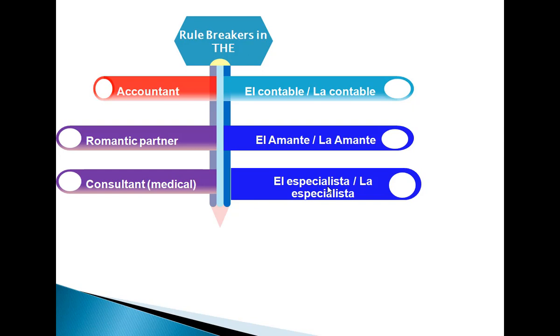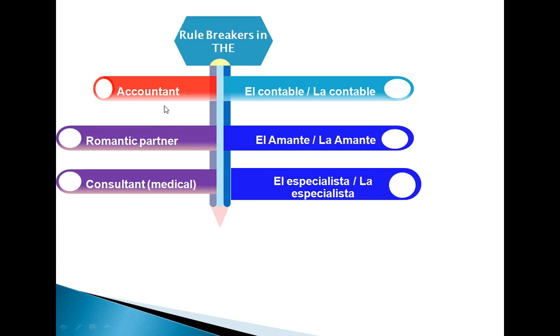All right, let's move on to the other section of this lesson where we'll be talking about rule breakers. In any language, there are rule followers, there are rule breakers. And here we have a few of the rule breakers. And these rule breakers are professions, relations. So let's take them one by one.